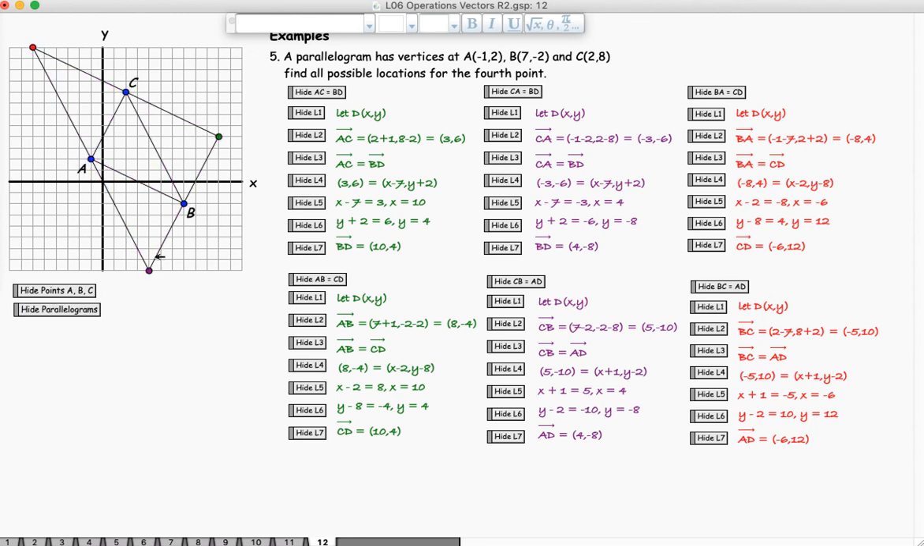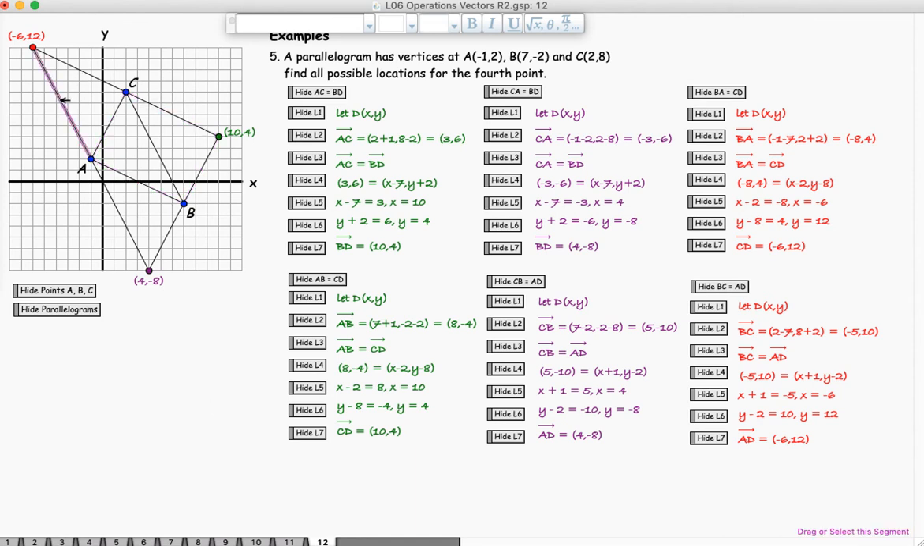Let's show all the possibilities. So there they are. We've figured them out one at a time. The question did ask us to state the coordinates of the possible locations of the 4 points. So there they are there. The last point D could be located at 10, 4. And if it's located at 10, 4, just want to show you the parallelogram that gets created there. There's that parallelogram.